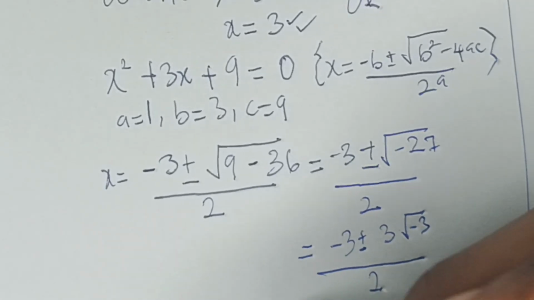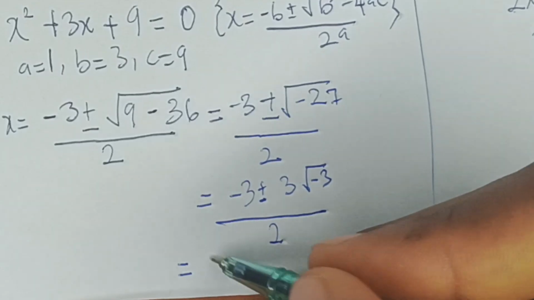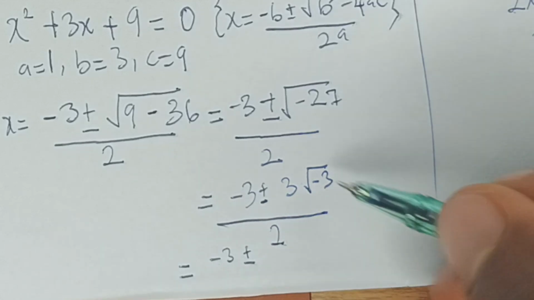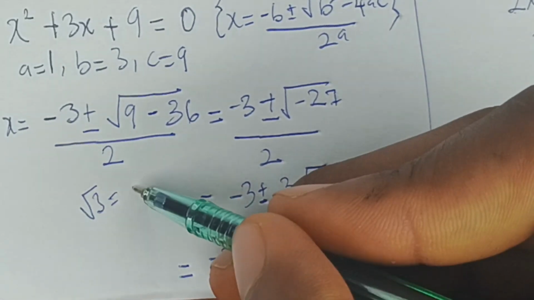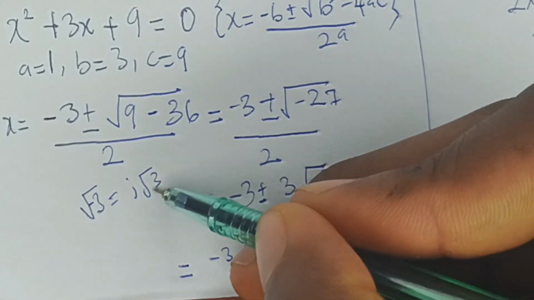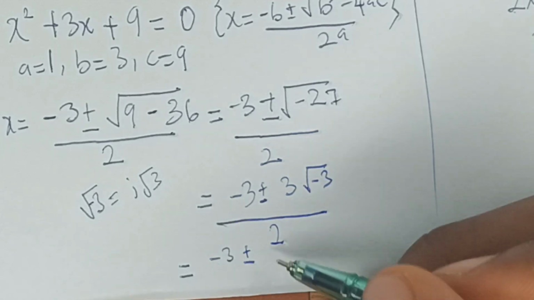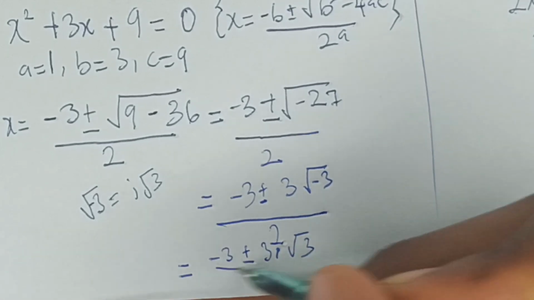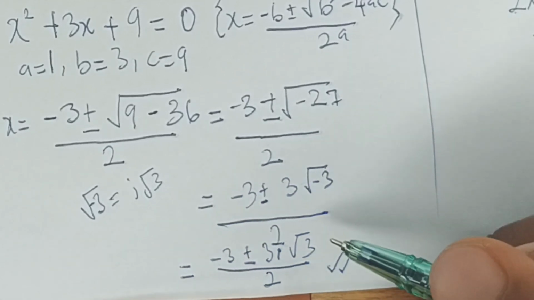So x now becomes equal to minus 3 plus or minus 3 times root of negative 3, all over 2. Root of negative 3 is equal to i times root 3, so we are going to simply replace this with i root 3. So we have 3i root 3 all over 2. Hence this is the answer to this question.